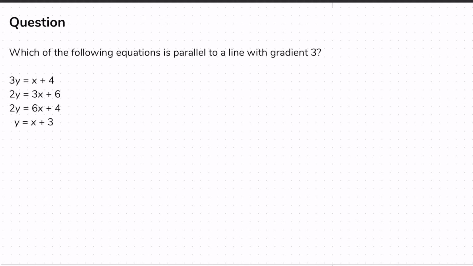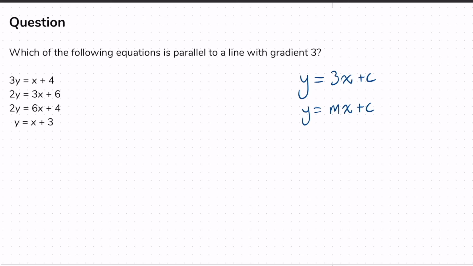Now, this question is asking which of the following equations is parallel to a line with gradient 3, right? And what that looks like is y equals 3x plus c. And something that is parallel will have the same value of m. Right? So regardless of where they start, what c is, they're never going to get closer or further away to each other because their slopes are the same. They are parallel to each other.